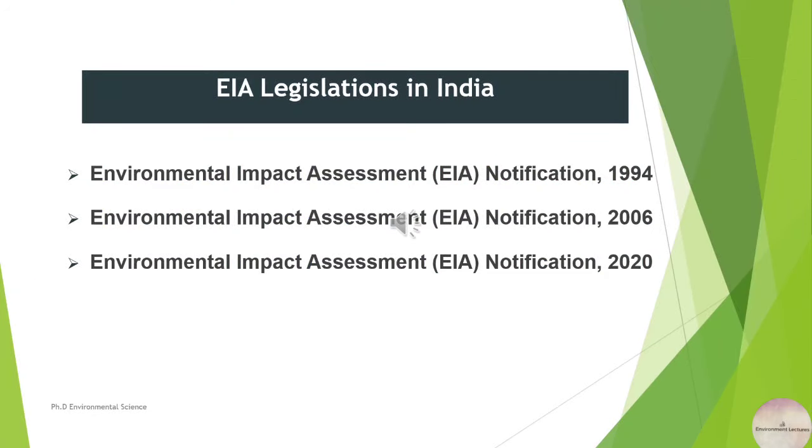EIA legislations in India. On January 27, 1994, India's Ministry of Environment, Forest and Climate Change made it mandatory to get environmental clearance for starting new projects or expanding the existing ones. This rule is part of the Environmental Protection Act of 1986. Since then, the EIA notification of 1994 has been amended 12 times. In September 2006, the ministry introduced a new EIA legislation. Then in 2020 also the ministry introduced a new EIA legislation.